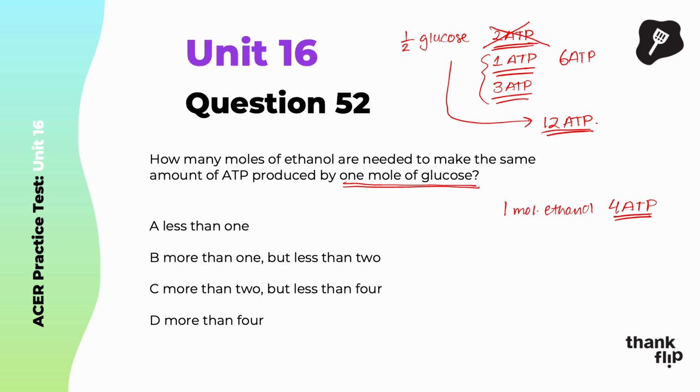Alright, so now it's asking how many moles of ethanol are needed to make the same amount of ATP produced by 1 mole of glucose. So in order to create 12 ATPs, you're going to need to multiply this reaction by 3, because 4 times 3 is 12. So you're going to need 3 moles of ethanol. Okay, and so the only answer option here that fits is answer option C. So more than 2, but less than 4. And so that's your correct answer.